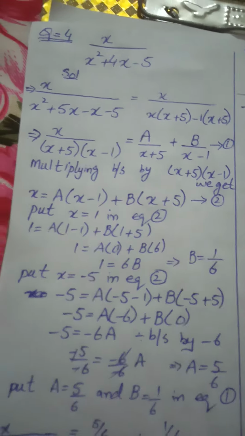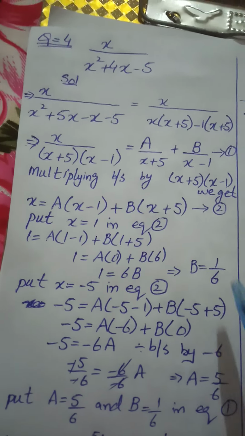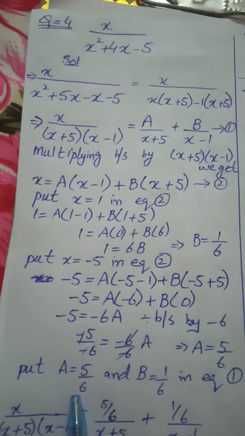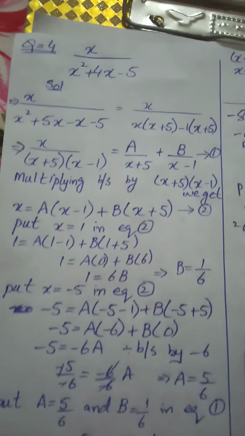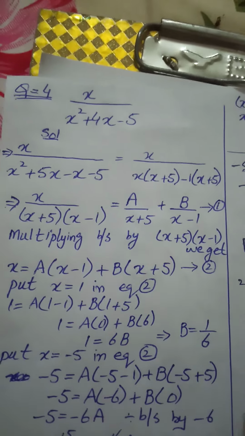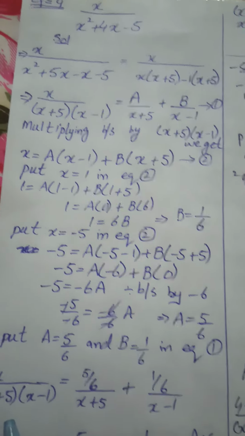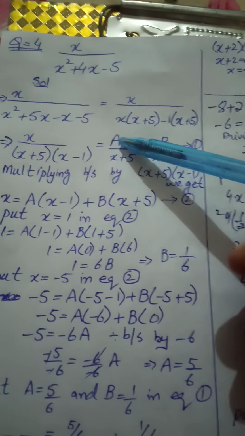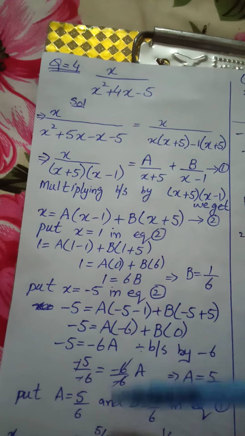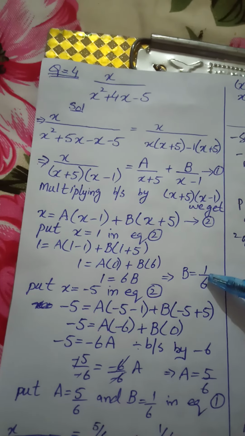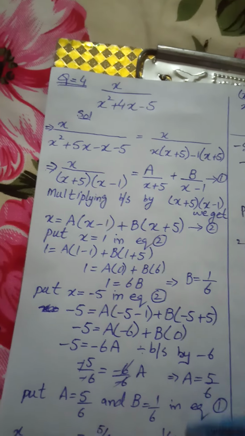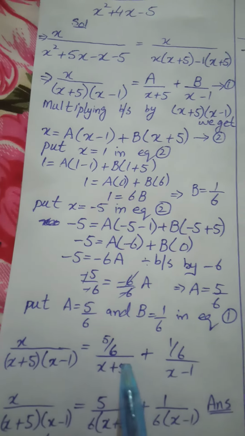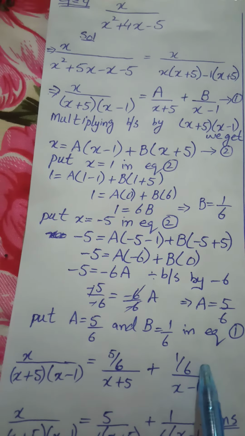Now we have found the values of a and b. Now put a is equal to 5 by 6 and b is equal to 1 by 6 in equation 1. Let me write again. This is x into x plus 5, x minus 1. This is the value of a, and similarly b is 1 by 6, so we write 1 by 6 over there. So this is 5 by 6 into x plus 5 plus 1 by 6 into x minus 1.